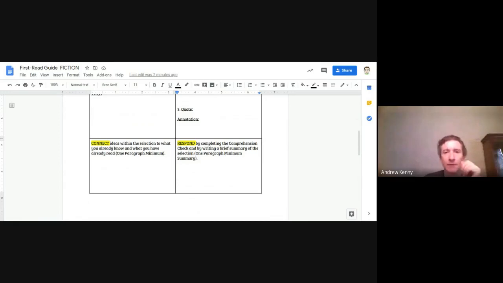And then lastly, bottom right box, respond by completing the comprehension check and by writing a brief summary of the selection. Some of the stories that we do inside the My Perspectives book, that's going to have questions at the end, 4, 5, 6 comprehension questions. What happened here? What happened there? You're going to answer those questions here. You'll number it, number 1, and then you answer the question. And then you put number 2, and then you answer the question, number 3. So if it has comprehension questions, you're going to answer those questions.